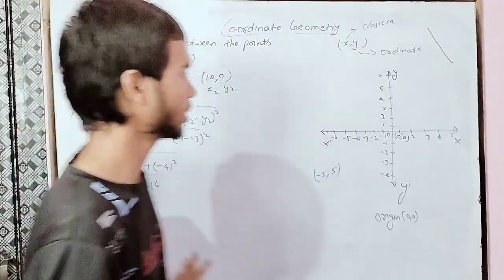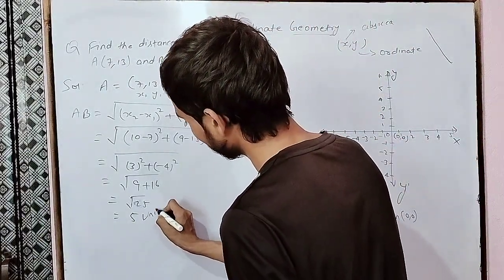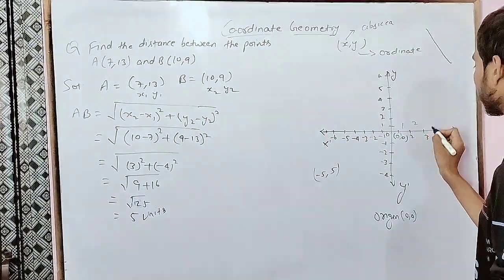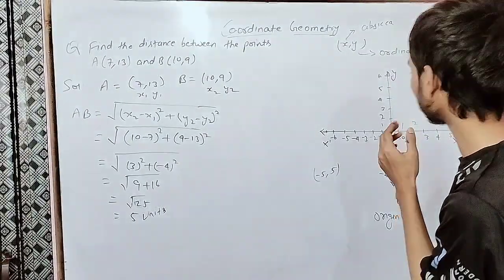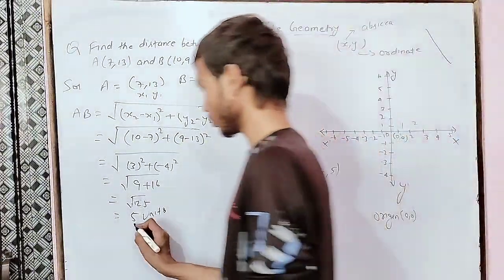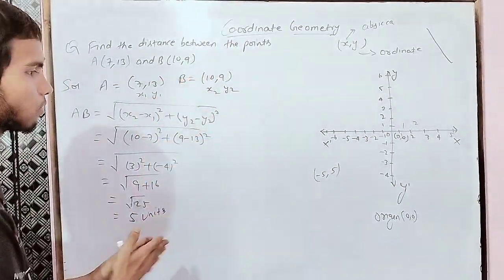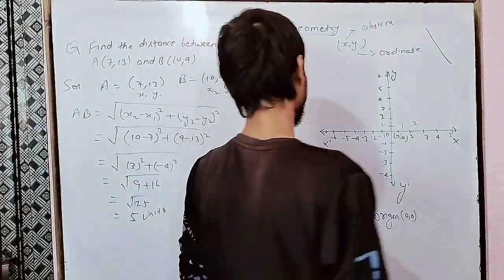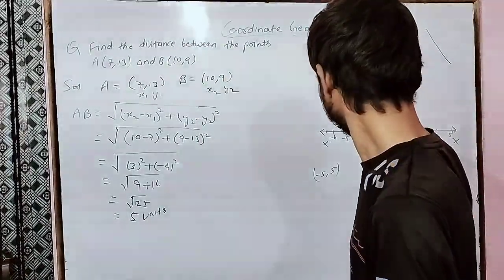It will become 5. The meaning of this answer is 5 units. You will call it units. From here to here is 1 unit, from here to here is 2 units, like that. So 5 units: 1, 2, 3, 4, 5. So the distance between these given points is 5 units, or otherwise you can say 5 centimeters. So that's how you will apply the distance formula on questions like that. Then you will get the answer.